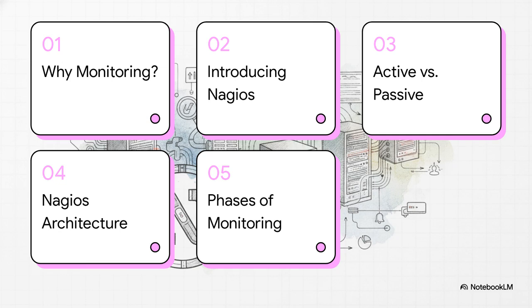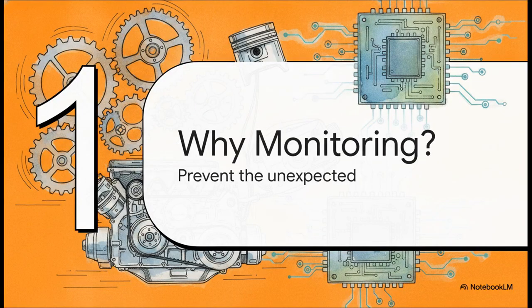Here's our roadmap for today. First up, we'll ask, why continuous monitoring? Second, we'll introduce Nagios. Third, we'll look at active versus passive monitoring. Fourth, we'll crack open the Nagios architecture. And finally, we'll walk through the 6 phases of monitoring. Let's get right into it. Section 1, why continuous monitoring?